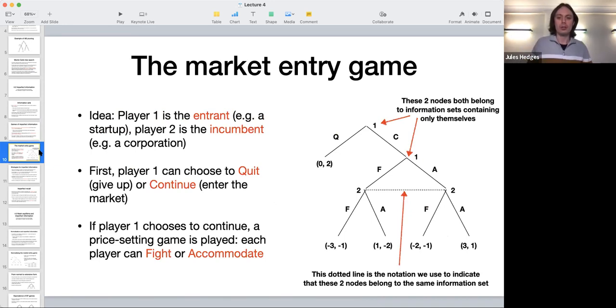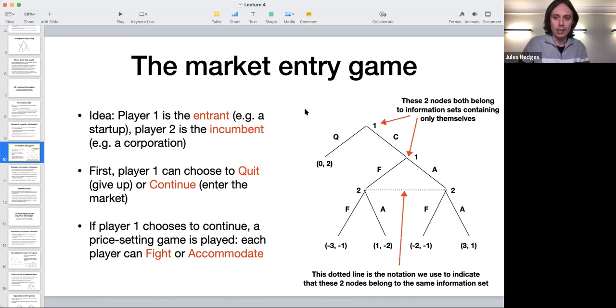Now here's an example which also shows you how we're going to draw pictures of this. We're going to take our game tree and augment it with these dotted lines. This dotted line means that these two nodes are in an information set together. So in this tree, we have three information sets. One contains only this node, one contains only this node, and then one contains these two nodes.